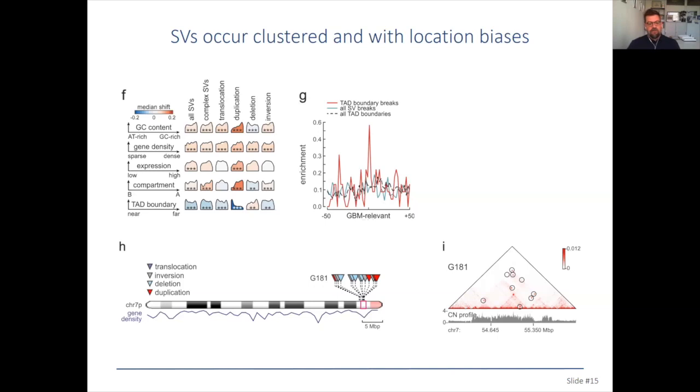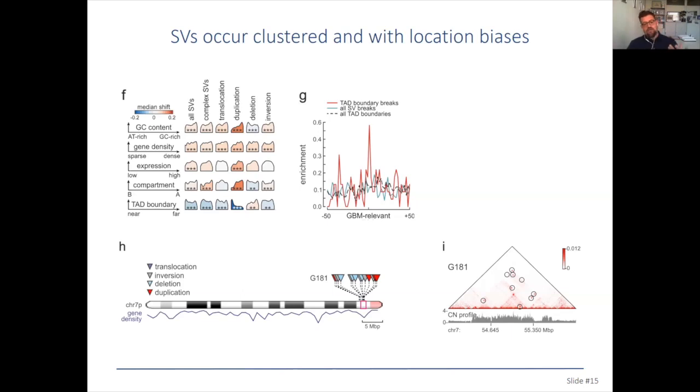You could ask for complex SVs or particular subtypes of them, where do they occur the most? For example, if you want to talk about duplications, they tend to be in regions with GC-rich content, so many genes, and they are in the A compartment, the active part of the genome, where expression is generally high. So you tend to select for duplications that involve active genes, which makes absolute sense. If you talk about inversions, there's no bias for expression, and they tend to happen almost equally in gene sparse and gene dense regions.